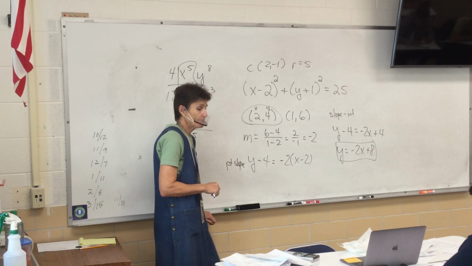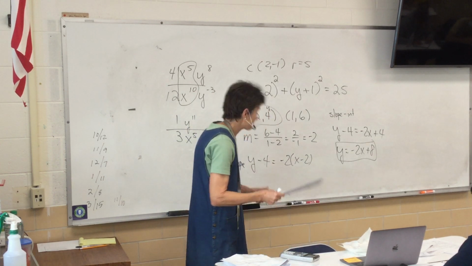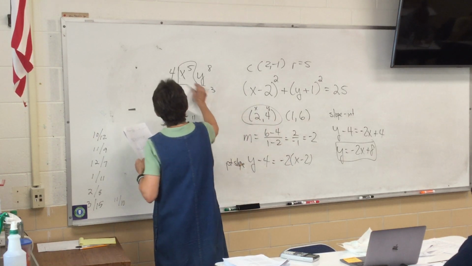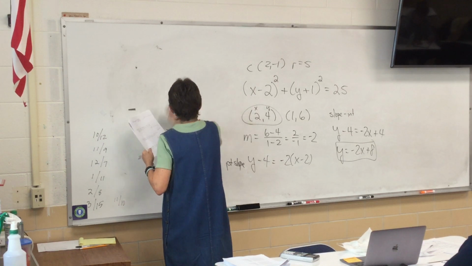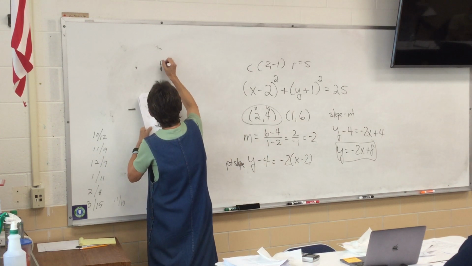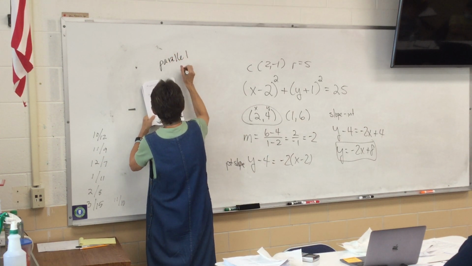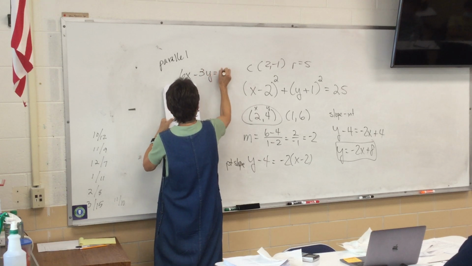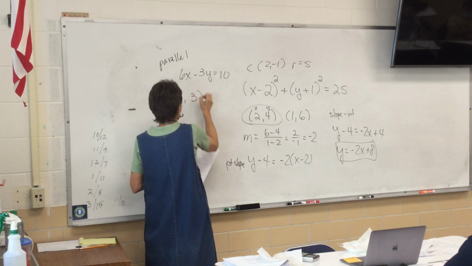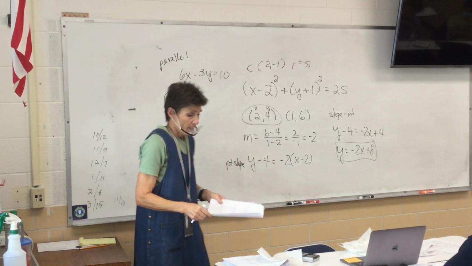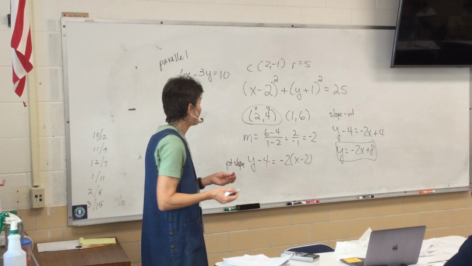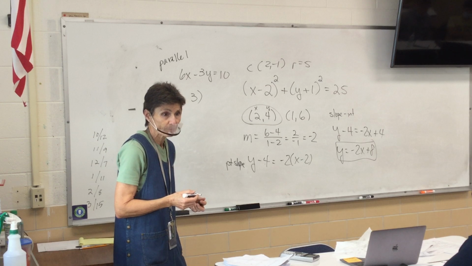All right, everybody okay with that? Now, the next one is the same kind of problem, except we don't have 2 points. We got to figure out a different way to find our slope. We want to be parallel to 6x minus 3y equals 10, and we want to contain the point -2, 3. You know you need a slope. Where's it going to come from this time?